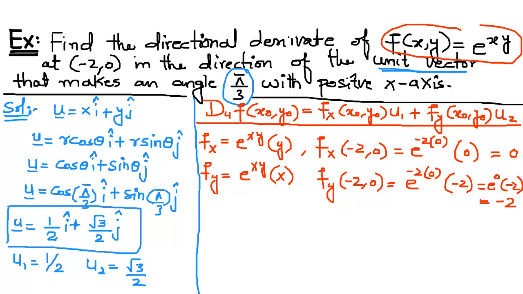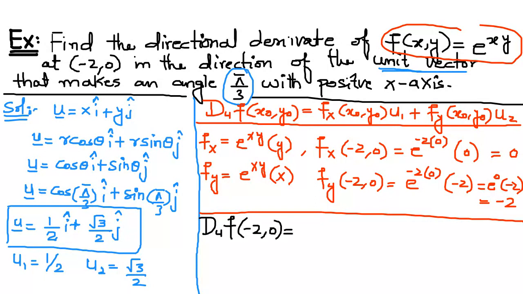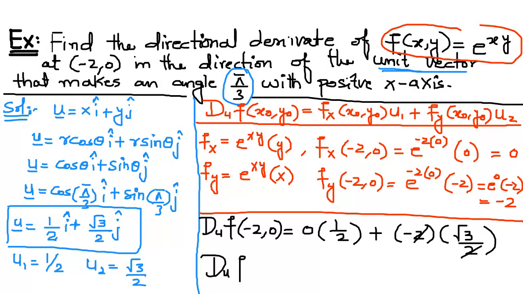Now substitute these values in the formula. When you substitute these values, you will get D_u of the function at point (-2, 0). What is the partial derivative with respect to x? That is 0 multiplied by 1 divided by 2, plus what is the partial derivative with respect to y? That is -2. And what is u2? u2 is square root of 3 divided by 2. This 2 cancels with this one. So the directional derivative of the function at point (-2, 0) will give you minus square root of 3. Okay, is this clear?